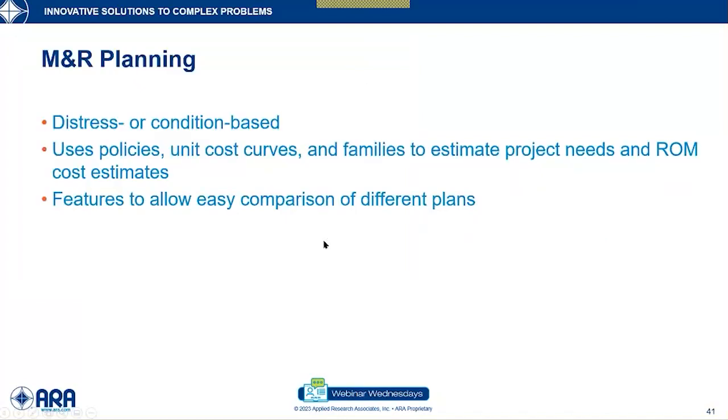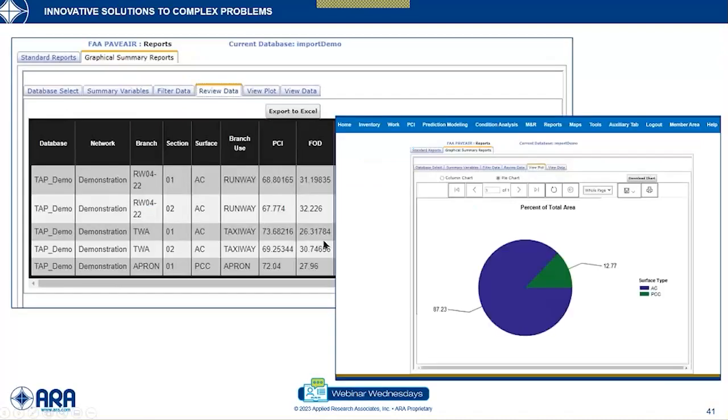So just again, a recap of M&R planning. It's the fairly typical distress or condition-based M&R planning. Most software has this. Again, we use the policies and the unit cost curves. You use this to estimate what do I need to do to my pavement, how much is it going to cost me. It's a rough order of magnitude cost estimate. And then we've added several features to allow easy comparison, so you can fairly quickly look at, well, if I've got $1 million versus $2 million versus $5 million, what's the most cost-effective way to spend that money?